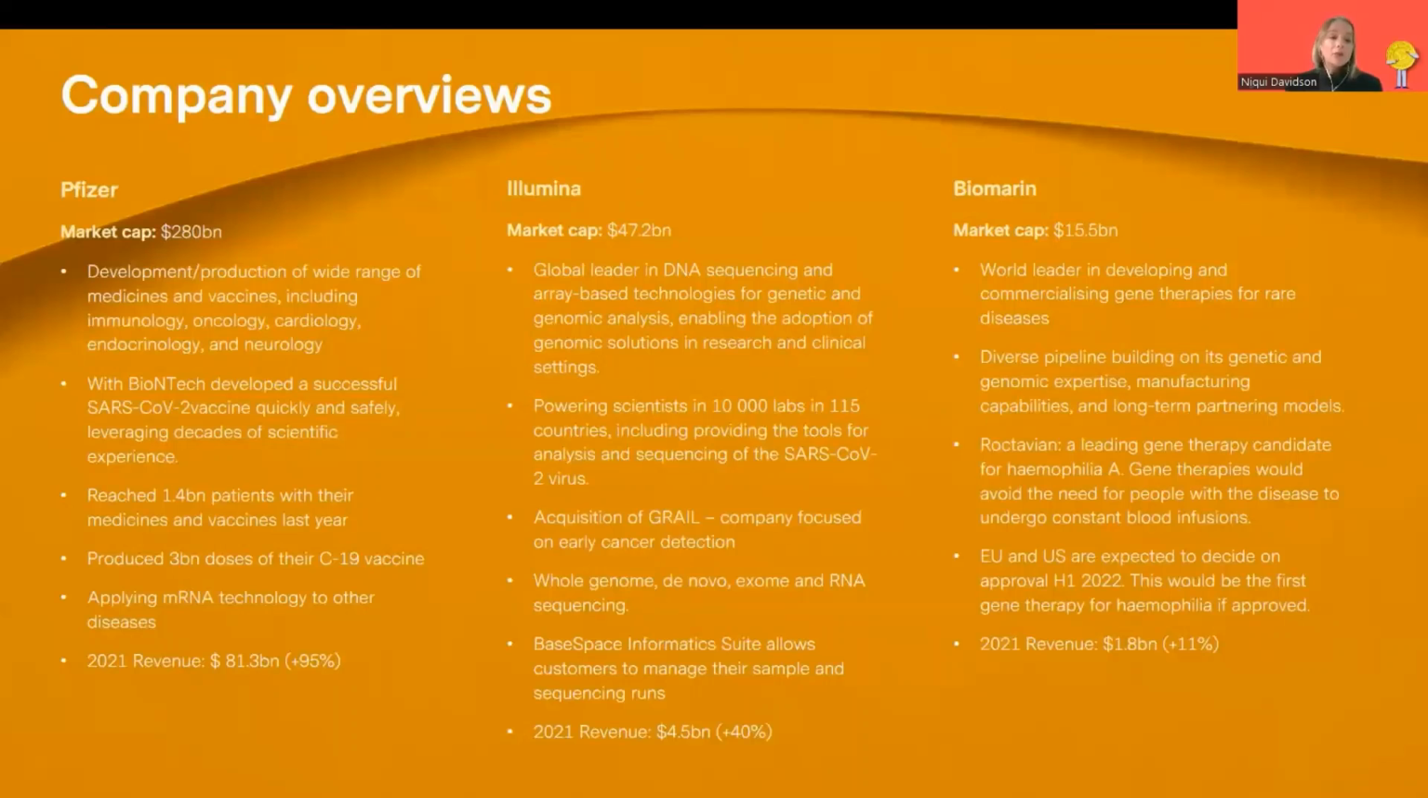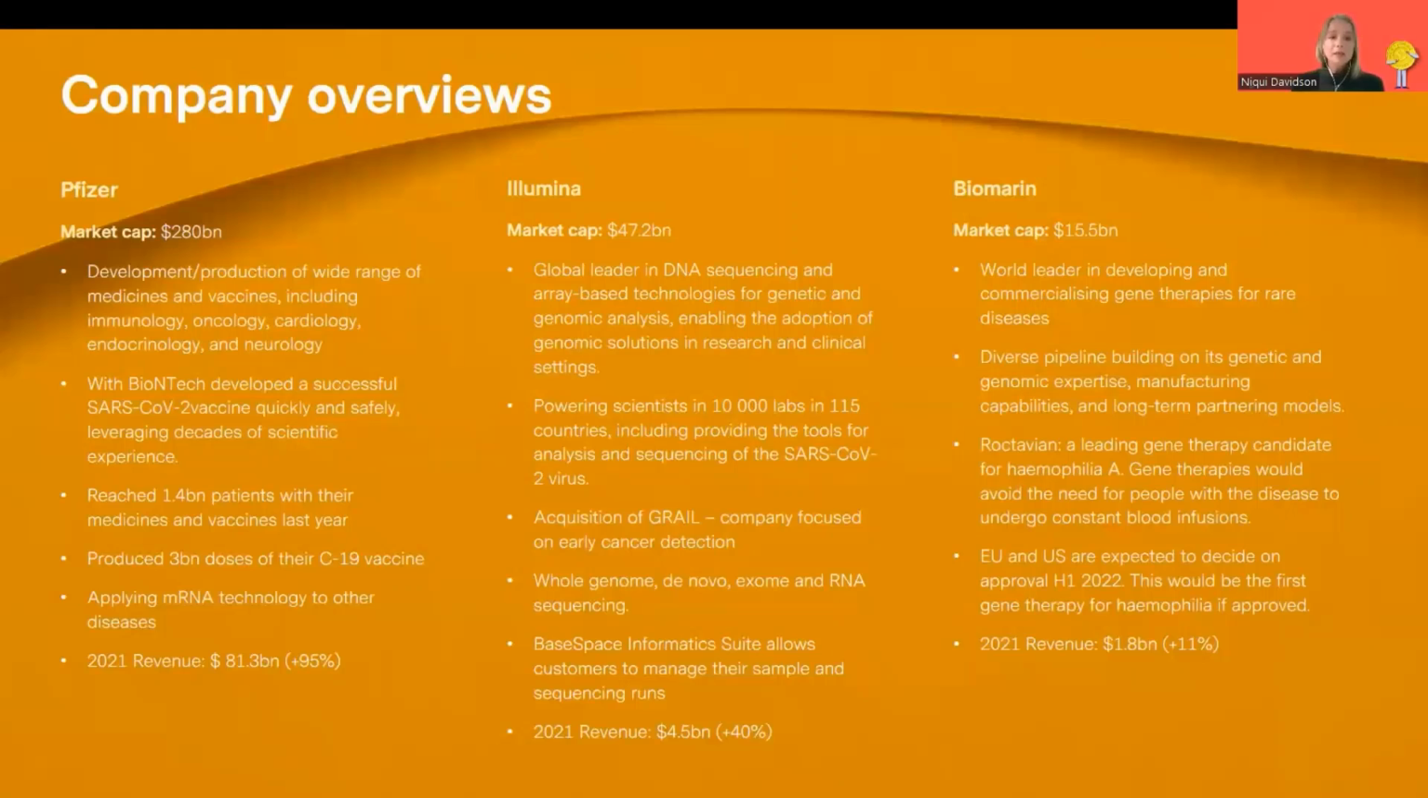Pfizer reported to have produced 3 billion doses of the COVID-19 vaccine and to have reached about 1.4 billion people during 2021 with their vaccine and medicines. So that's about 1 in 6 people on the globe being reached by their product. As a result, the revenue during 2021 increased really dramatically. It was up 95% to a value of $81.3 billion.